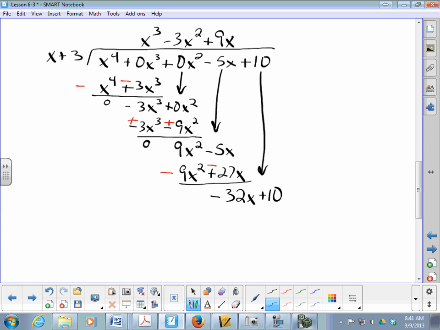So we finish it up. Negative 32x divided by x is negative 32. Then we multiply. We get negative 32x minus 96. And we subtract and change the signs. So we have a remainder of 106. So I'll say plus 106 over x plus 3.